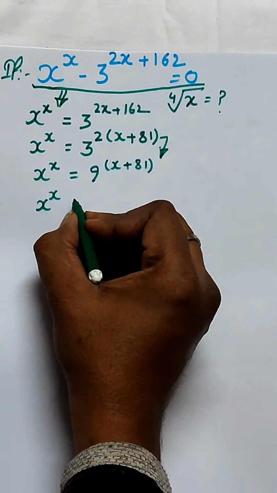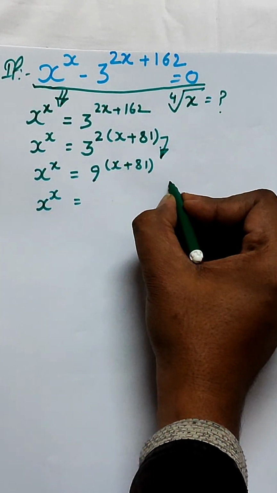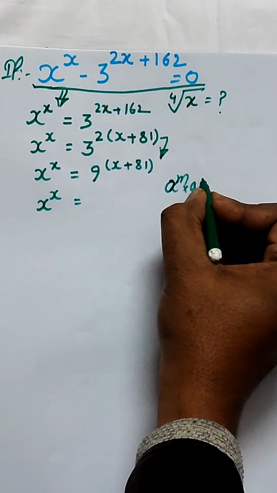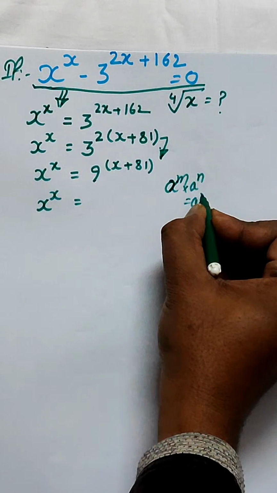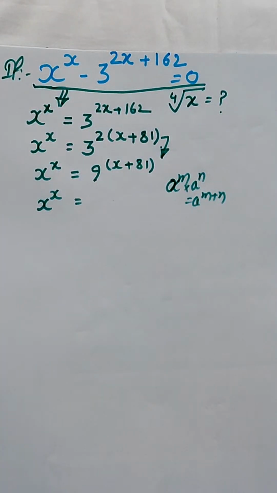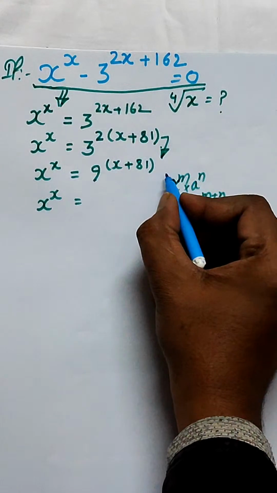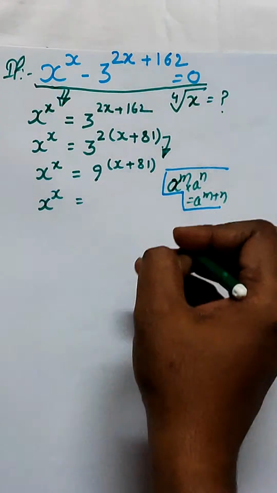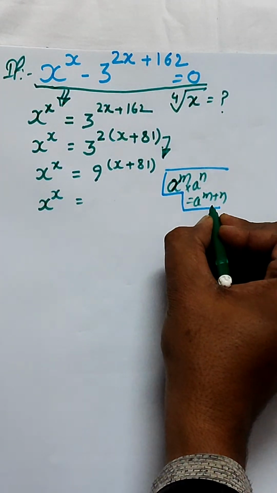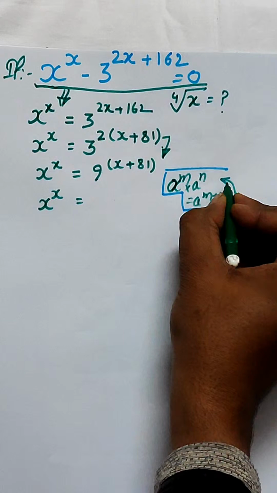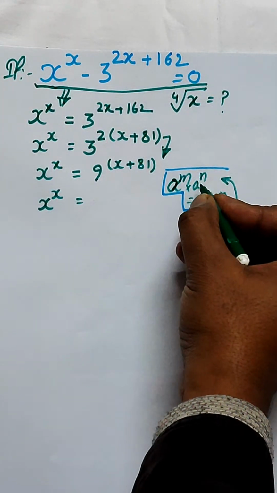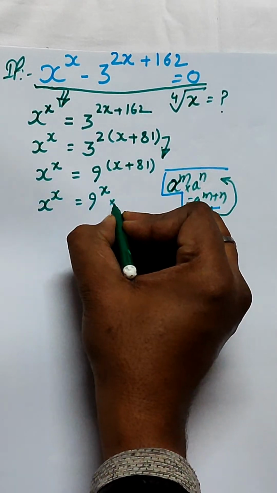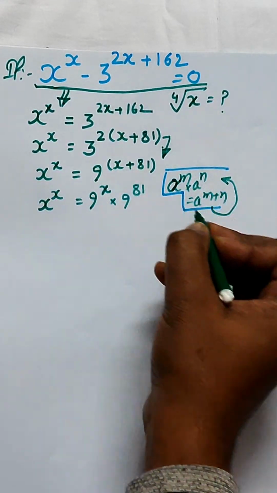x to the power x is equal to, we know that when a to the power m into a to the power n, we get a to the power m plus n, right? This is the formula we already know. So applying this, we get this. In the reverse manner, a to the power m plus n we can write as a to the power m into a to the power n. So it can be written as 9 to the power x into 9 to the power 81, isn't it?